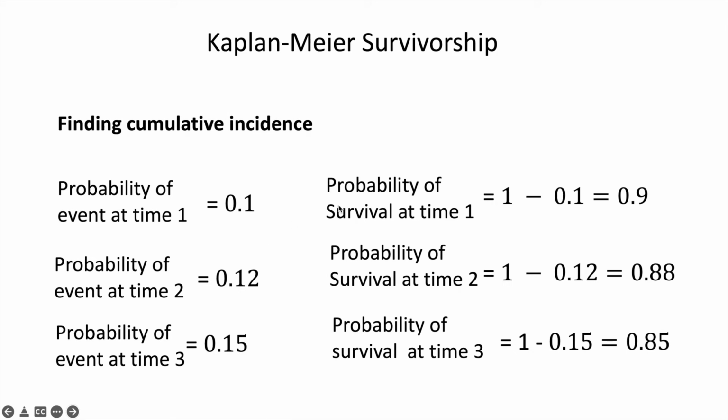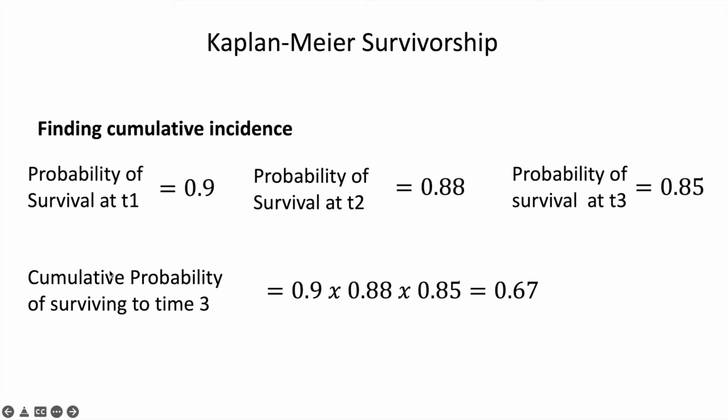And the probability of survival at each of these times is just the complement of the probability of the event. So the probability of the event at time 1 was 0.1. So we know that the probability of survival was 0.9. And we can do that for each of these 3 times up to time 3.